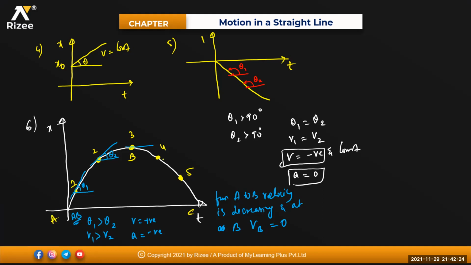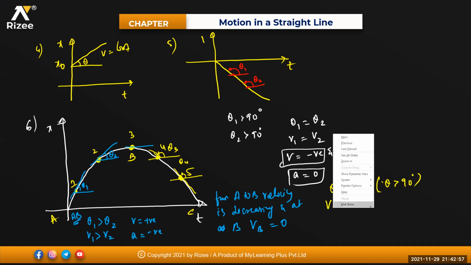Now at point P, this is your slope and this is your tangent. If you're making an angle here, say for example, theta 3. And again you're getting this line, this will be the slope. So what will be the angle, beta? This one is, say for example, theta 4. What is happening right now here? Theta 3 is greater than theta 4, and theta is greater than 90 degrees.